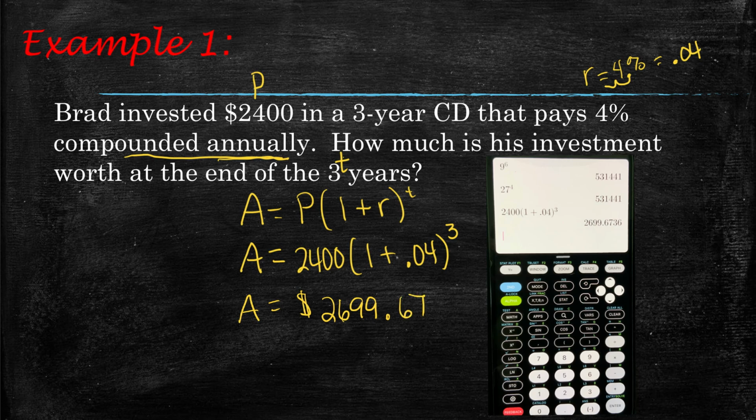$2,699.67. You'll always round money to the nearest hundredths, and so you'll look at that hundredths value right there that is 7. We'll look past it, and if that number is 4 or less, then it stays. If it's 5 or up, then it goes up. And so this would be our final answer.